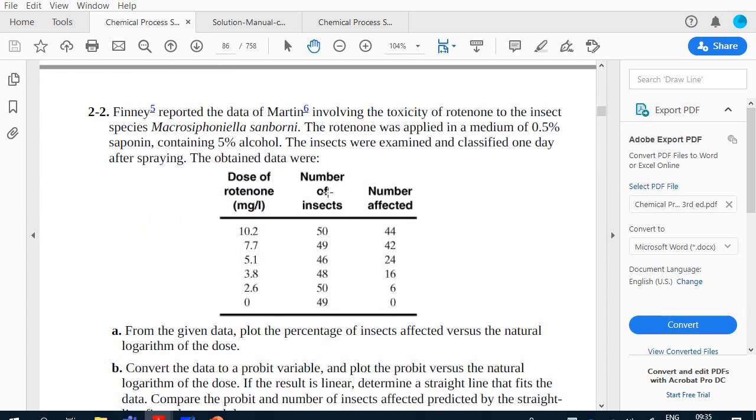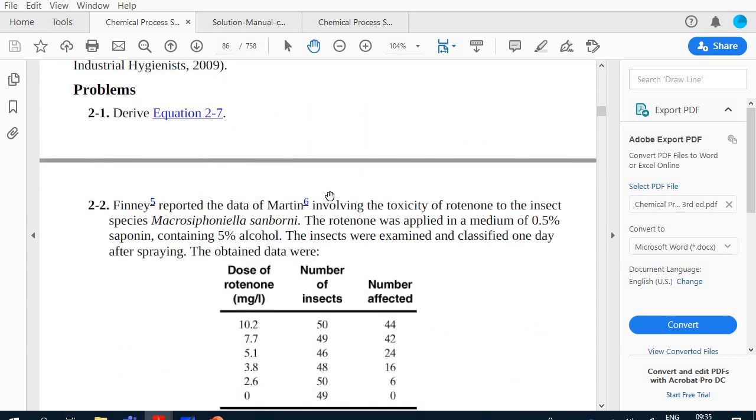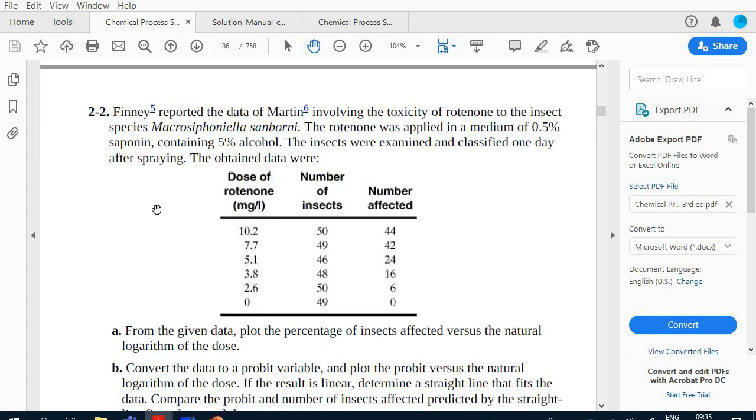So we'll start with 2.2. 2.1 is just deriving an equation, so we're not going to go through that. So we will start with 2.2. What does problem 2.2 say? Finney reported that the data of Martin involved the toxicity of rotenone. Rotenone is a substance that is toxic to insect species, and the name of the insect species is Macrosiphoniella sanborni. The rotenone was applied in a medium of 0.5% saponin containing 5% alcohol.